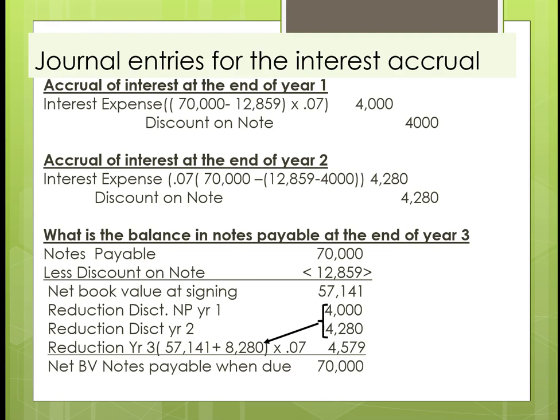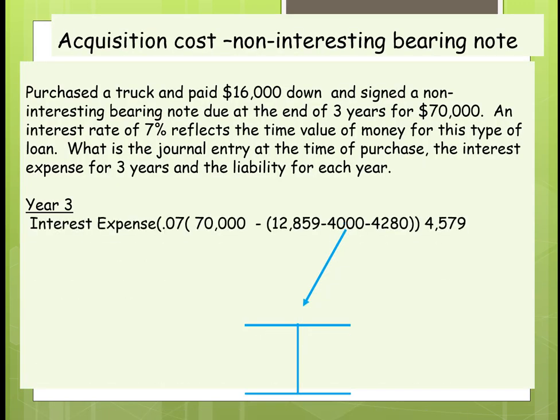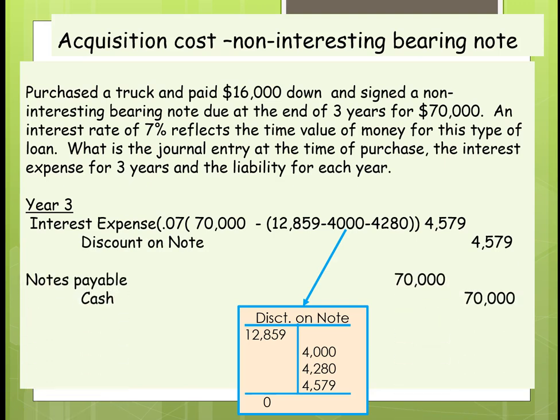Now let's take a look at the journal entry. Here's what we have for the last year's interest expense. We started with $12,859. What we need to do by the end of the third year is eliminate the discount on note by booking interest expense. And then the last thing we're going to do is pay off our note.